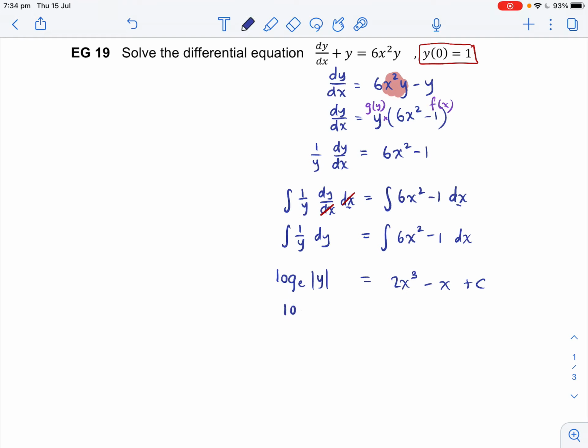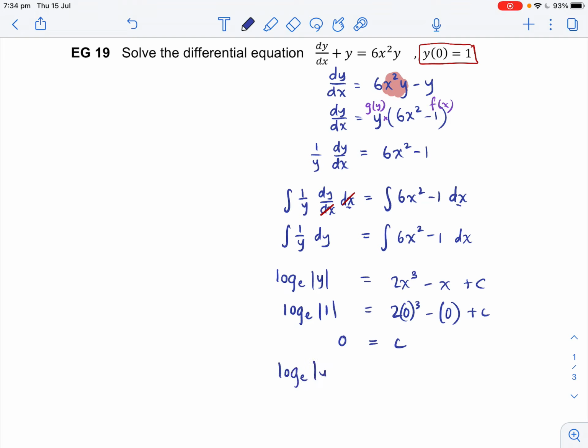So we want log e of 1 equals 2x cubed minus x. I don't want x's though, do I? Because I know my x values are going to be 0 minus 0 plus c. And we get log to the base e of 1 is always 0. And we end up with c equals 0 in this case.